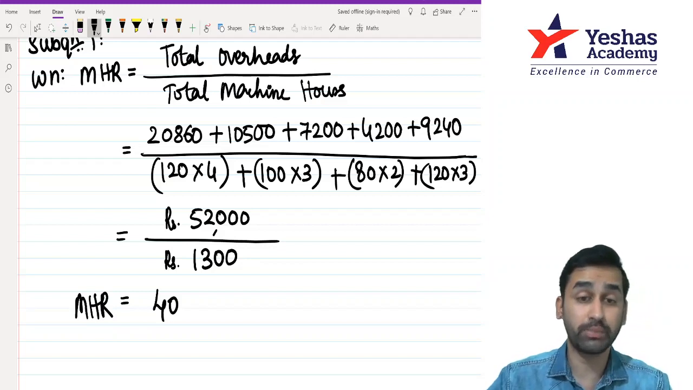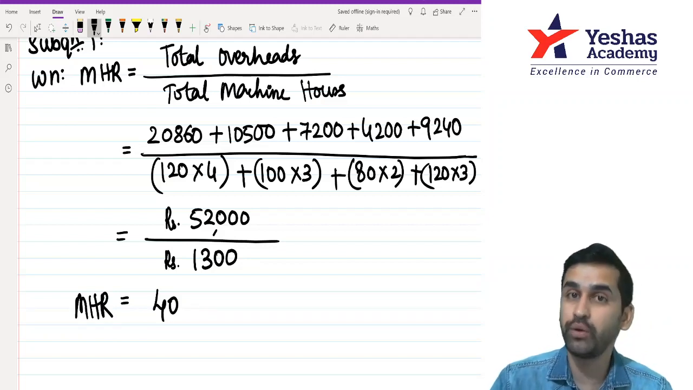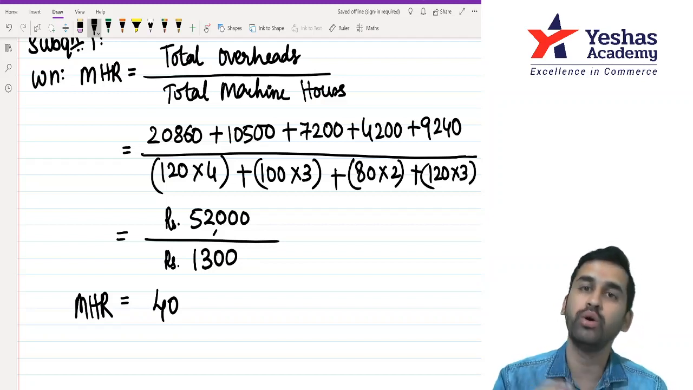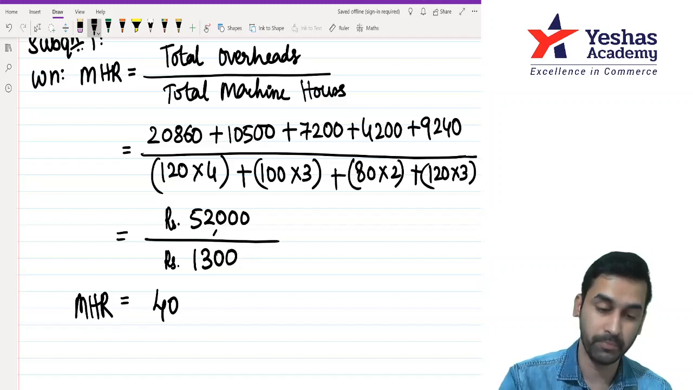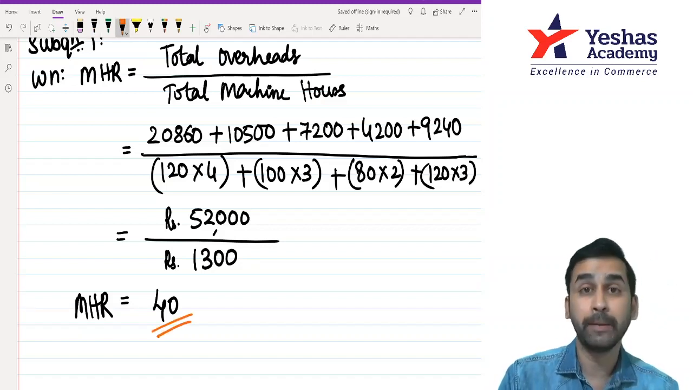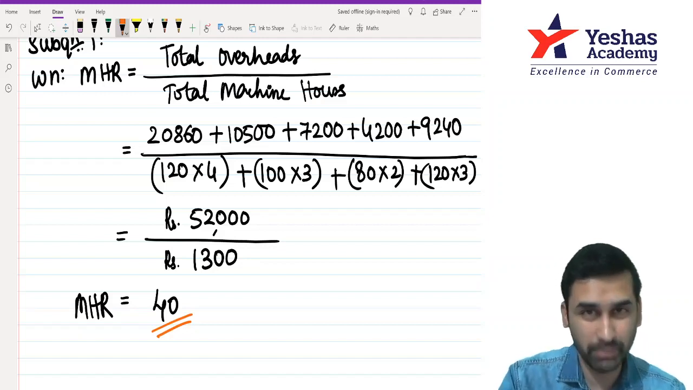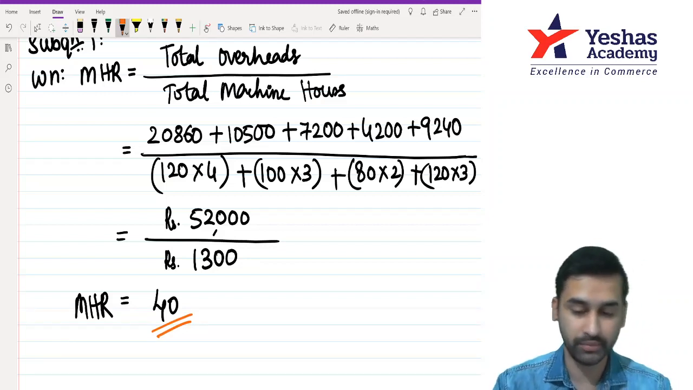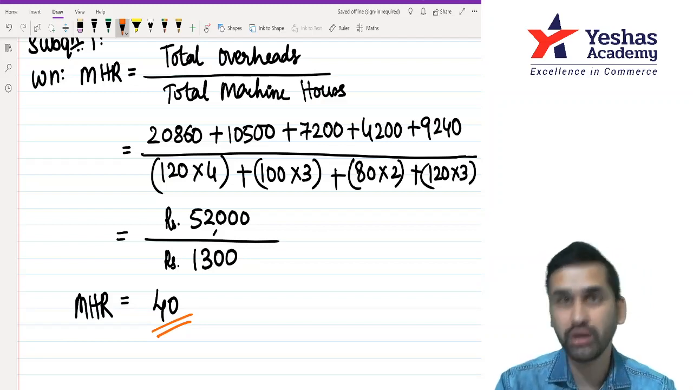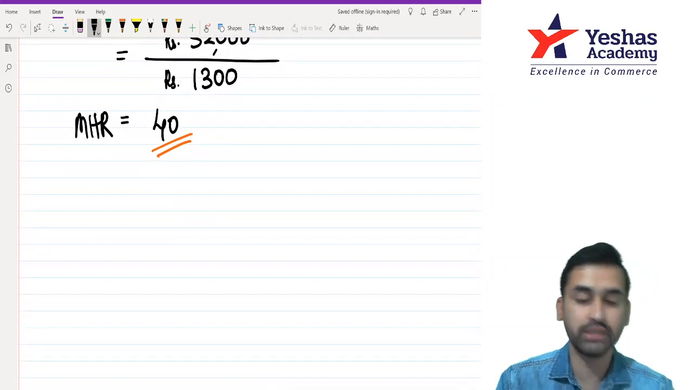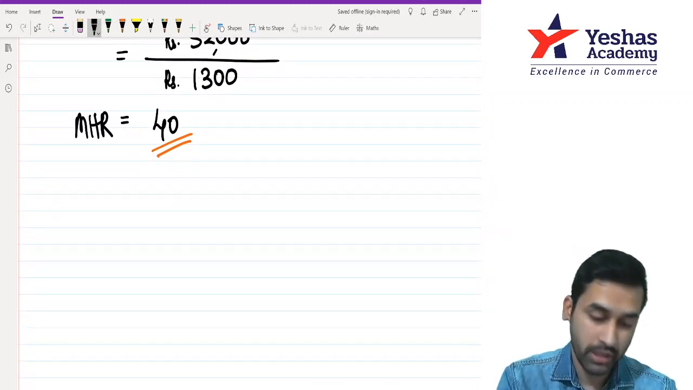Yes, sir, when you explained the question, you said it is 4. I did not say it will be 4. I said if you get 4, then the meaning is for each machine hour, overhead will be 4 rupees. Yes, you will remember all that. Very good. Now what is 40? Sir, machine hour rate. What is the meaning of 40? Sir, if one machine works for 1 hour, then overhead will be 40. Perfect. Now using this, you can calculate cost.